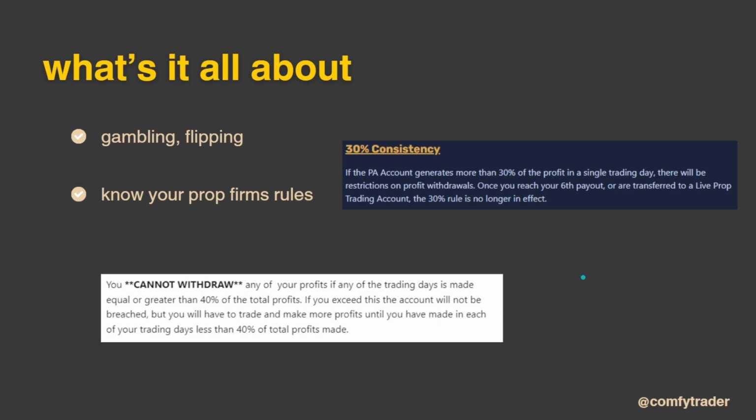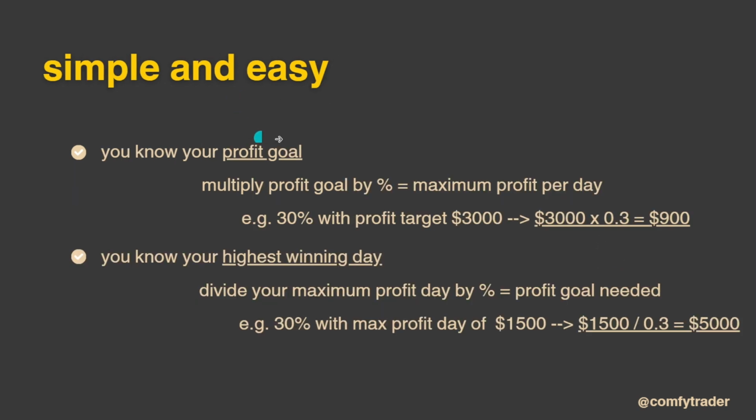Before I talk about the problems I see with the consistency rule or the limits, let's look at the calculation itself. It's really simple and easy. You only have two ways to look at it. The first thing is, if you know your profit goal, your profit target, you only have to multiply your profit goal by the percentage to know what your maximum profit per day should be. As an example, with 30% and a profit target of $3,000, you multiply 3,000 by 0.3, so $900 is the profit you should limit yourself to.